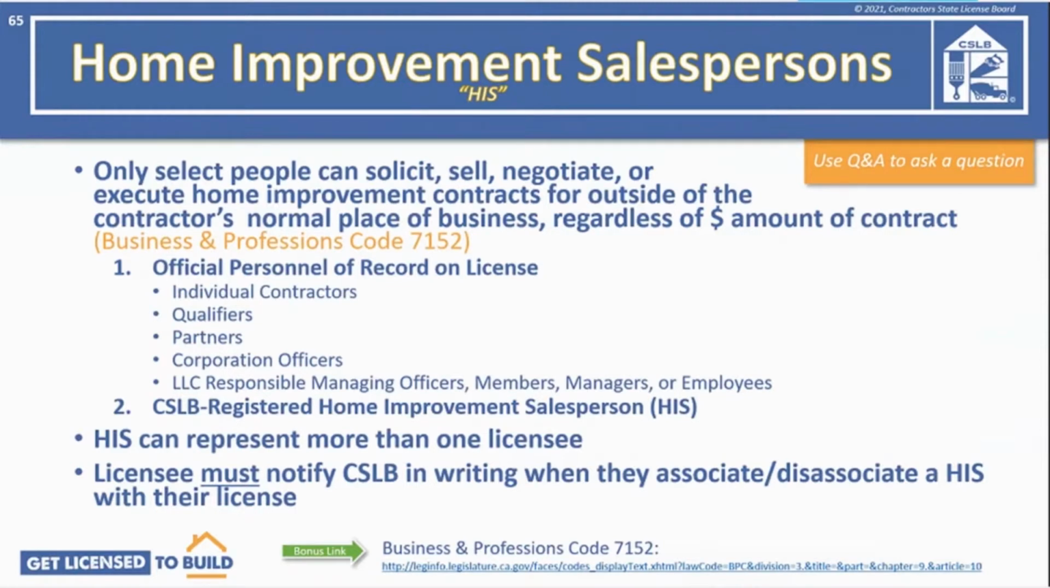A home improvement salesperson can work for more than one contractor. The licensee must notify CSLB in writing when they either associate or disassociate a home improvement salesperson with their license.